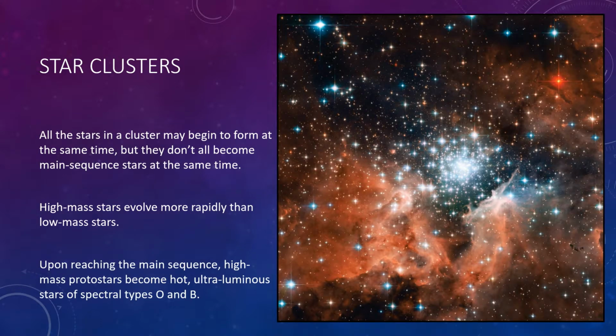All the stars in a cluster may begin to form nearly simultaneously, but they do not all become main sequence stars at the same time, because if you remember, just from our evolutionary track discussion, they become stars at varying timescales.